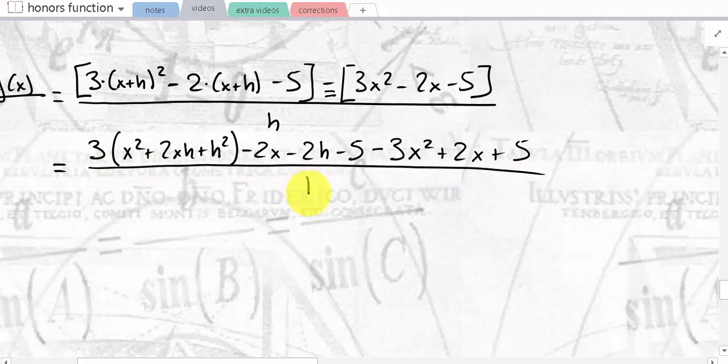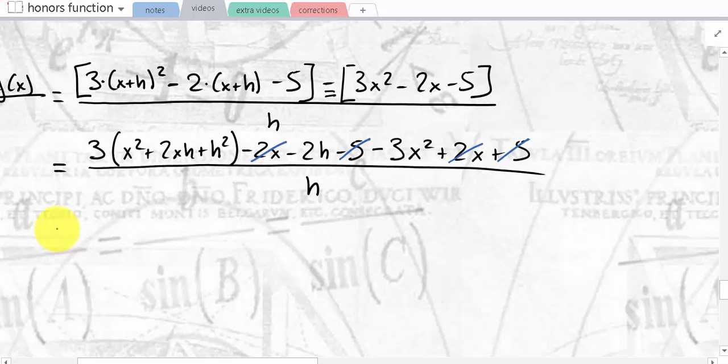Okay, so what do we have? We have 3 times (x squared plus 2xh plus h squared), I just expanded my square, minus 2x minus 2h minus 5. Okay, I'm done with the first bracket. And then be careful with this negative sign here, minus (3x squared plus 2x plus 5). Everything over h. So right away here, look, the minus 2x plus 2x, they go. Minus 5 plus 5, they go.